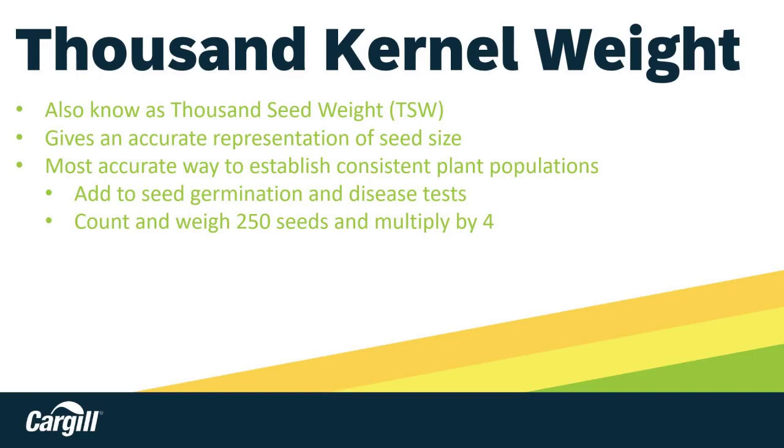TKW gives us an accurate representation of how large our seed is, and having this number allows us to have the most accurate seeding rates possible. It's best to get this done when you test your seed for disease and germination, and they can easily provide that number for you. Or you can count out 250 seeds and weigh them, and take that weight in grams multiplied by 4 will give you your TKW.